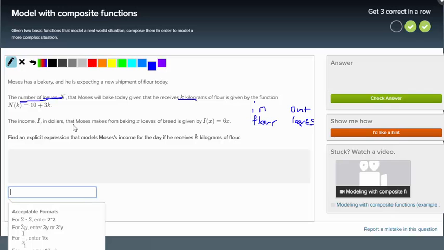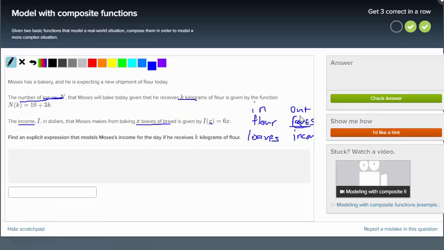The income I in dollars that Moses makes from baking X loaves of bread is given by I of X equals 6X. So we said X is my input. What is X? X is the number of loaves. So now my input for my second function, again, I'm going to try to spell loaves correctly, is loaves. My output is income. Notice that loaves here matches with loaves here. That's kind of good, what I want. I want an output to match with an input.